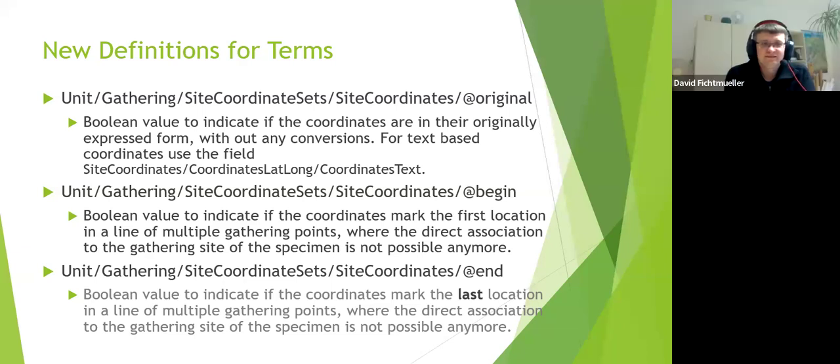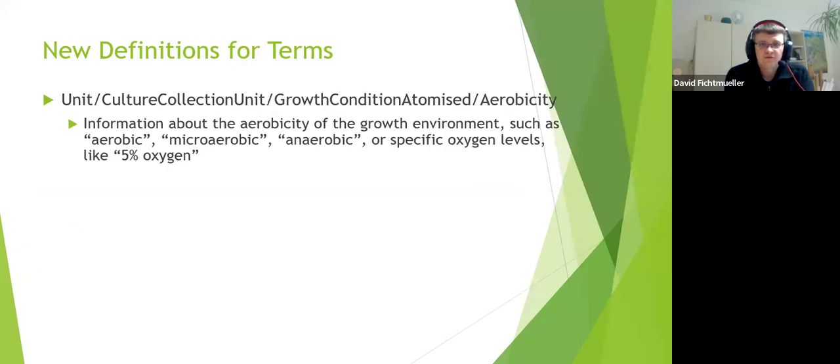Okay. And then we go to the next group, for the cultural collections. Here it's a bit easier because there we do have a bit more context, a bit more clear what they mean. For the cultural collection unit, growth condition atomized, the aerobicity: information about the aerobicity of the growth environment, such as aerobic, microaerobic, anaerobic, or specific oxygen levels like 5% oxygen. Those are like common terms connected to the aerobicity for cultural collections.